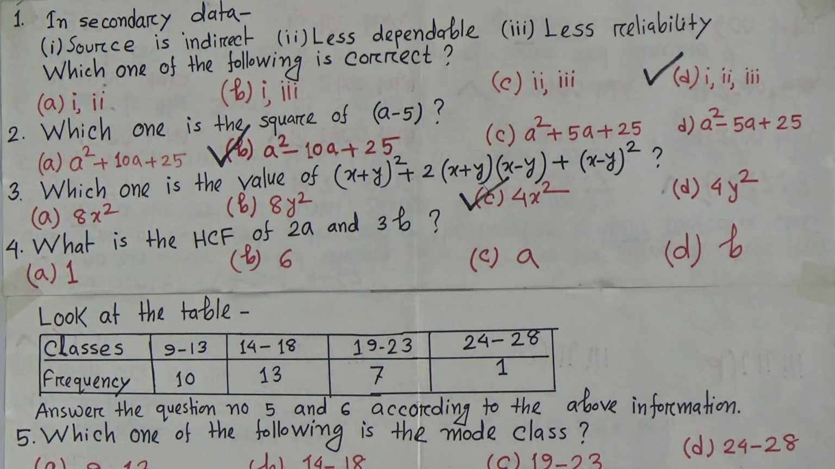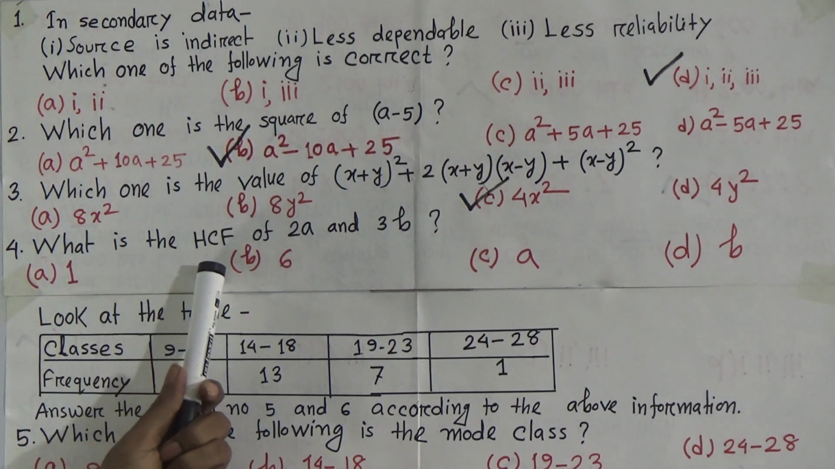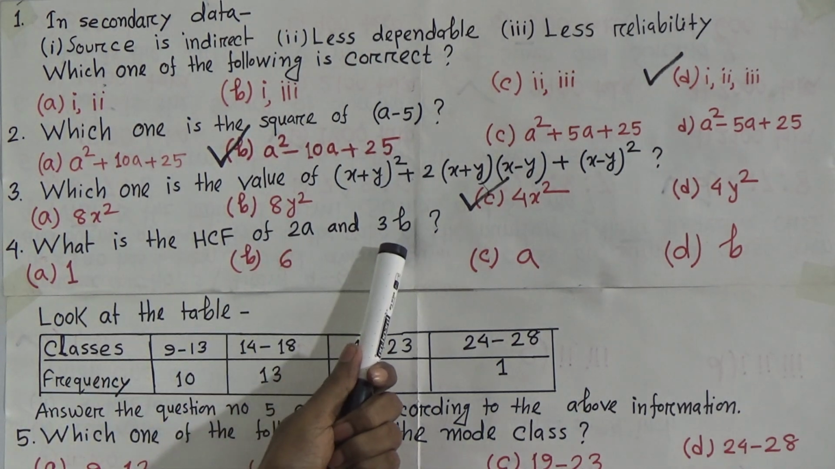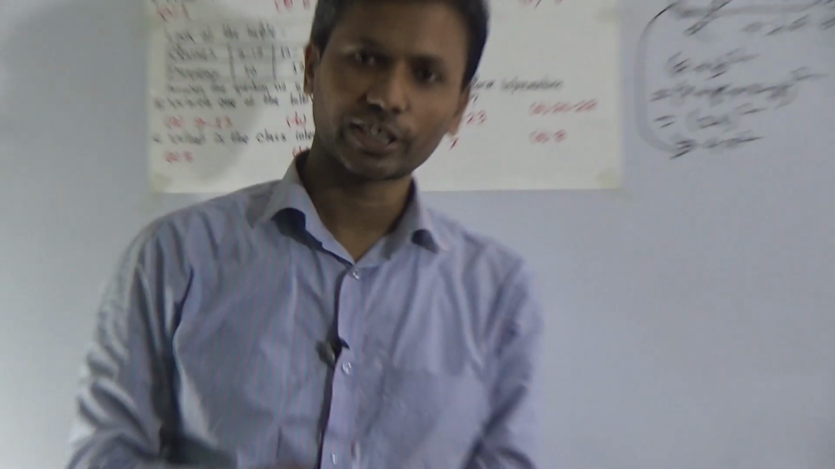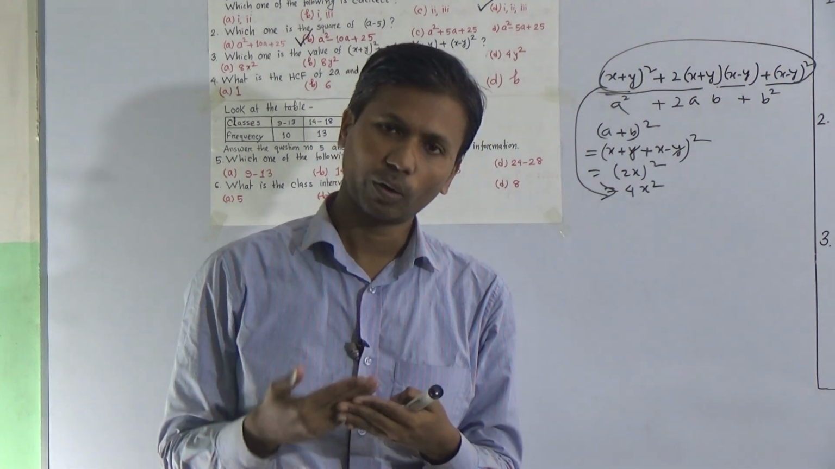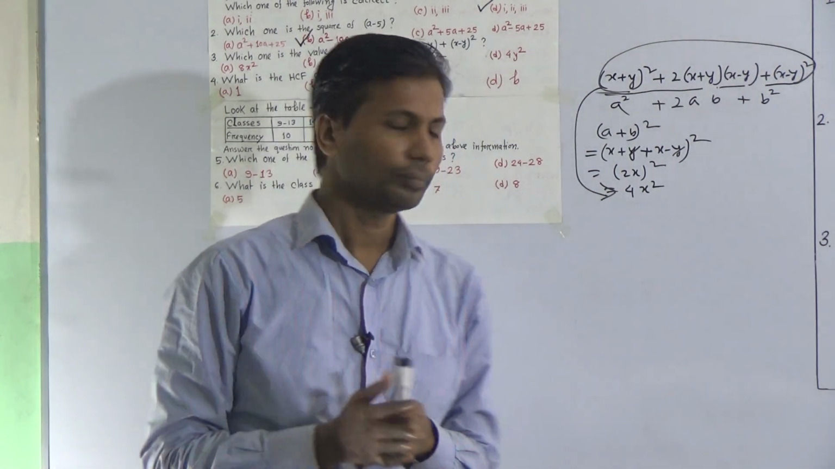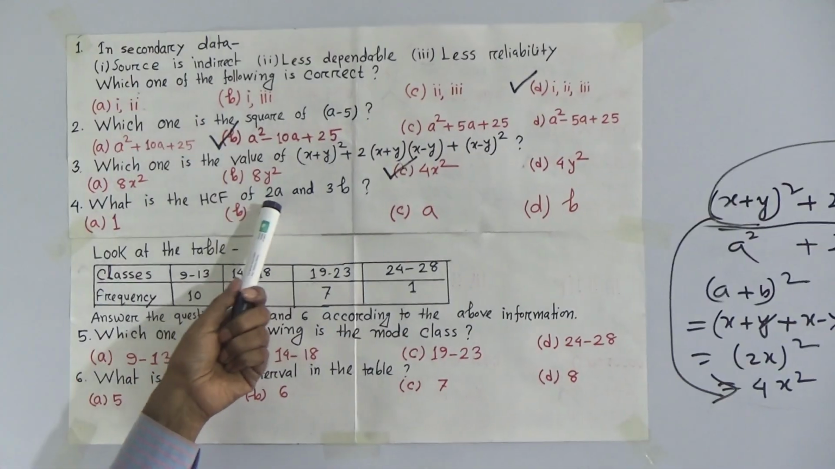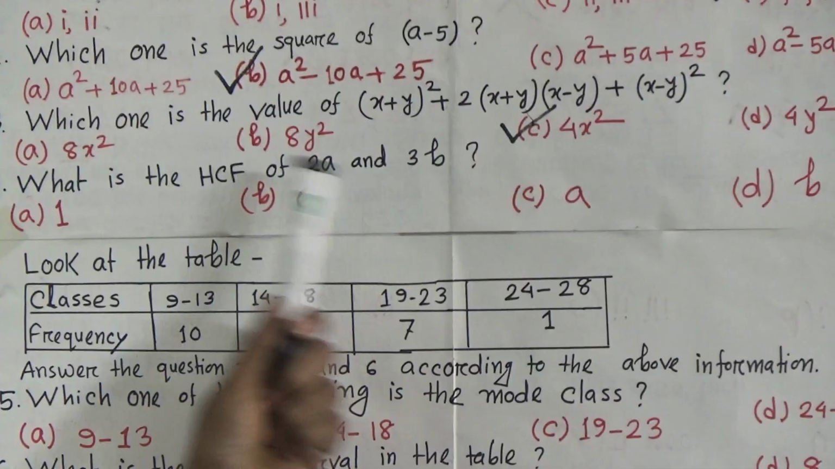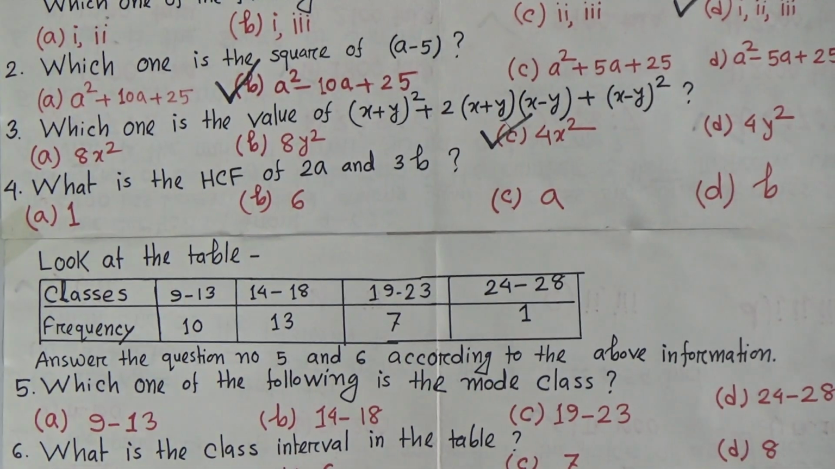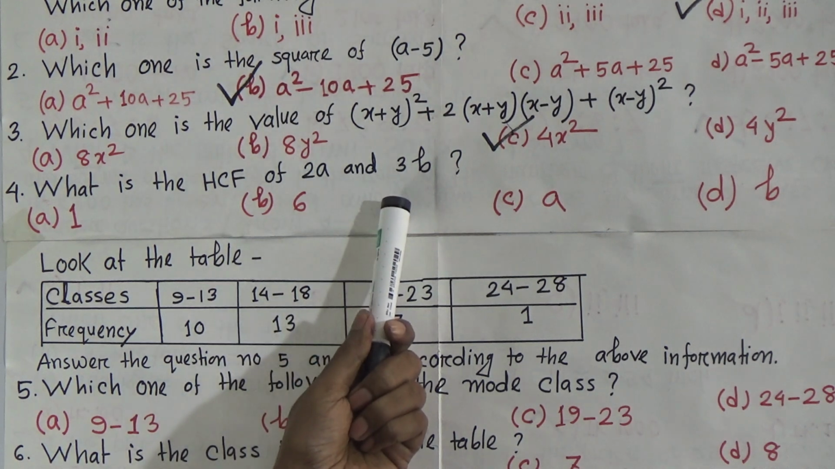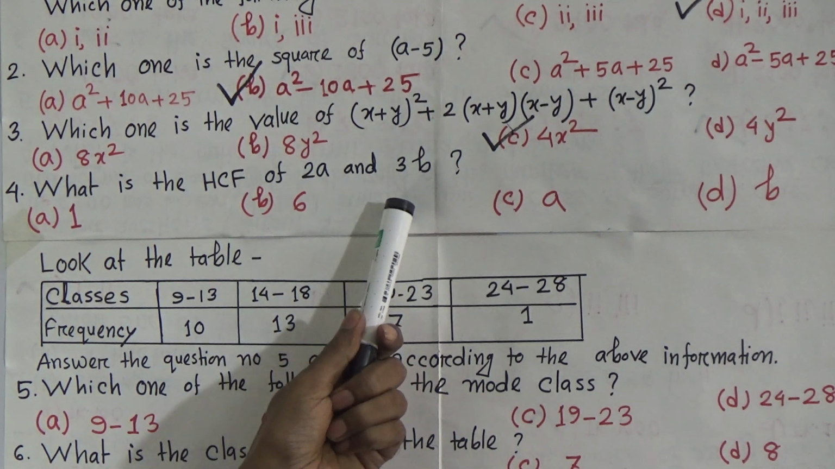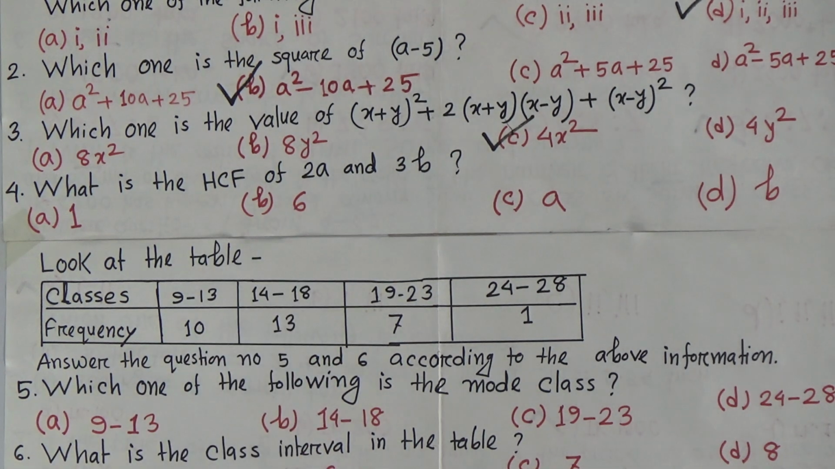Okay. Now, you see question number 4. What is the HCF of 2a and 3b? Dear student, you know HCF means what? Highest common factor. You see, 2a and 3b, between these two terms, there are no common factors except 1. So the HCF is only 1.